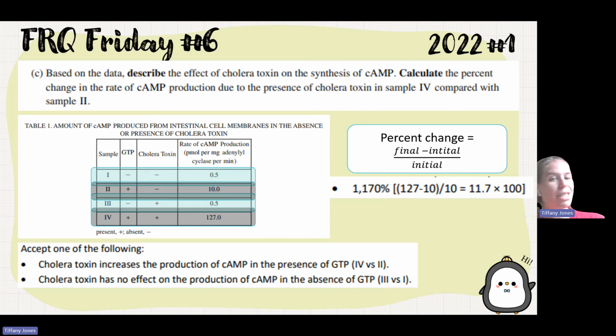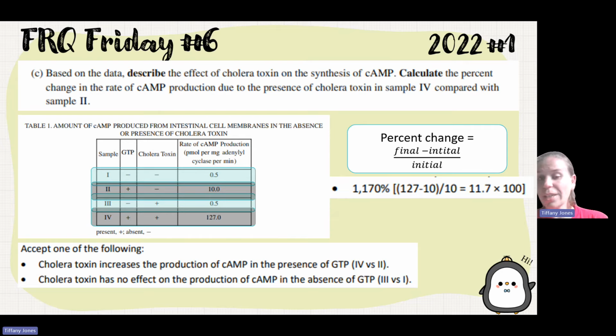In the presence of GTP, there is an increase in the production of cyclic AMP with cholera toxin, versus cholera toxin could have no effect on the production of cyclic AMP in the absence of GTP. So you had to spell it out whether you were looking at 2 and 4 or whether you're looking at 1 and 3. So the second part says calculate the percent change.